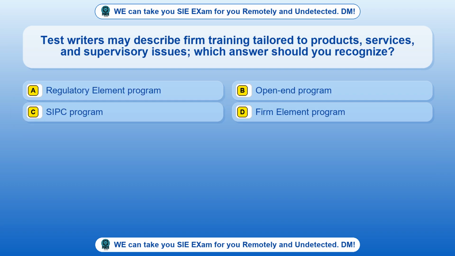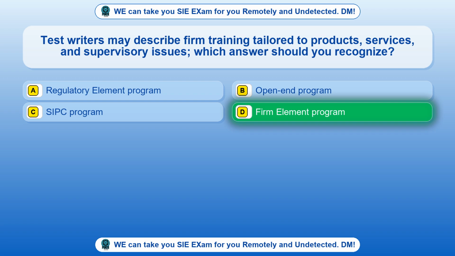Question 12. Test writers may describe firm training tailored to products, services, and supervisory issues. Which answer should you recognize? Option A, regulatory element program. Option B, open-end program. Option C, SIPC program. Option D, firm element program. The correct answer is option D, firm element program.